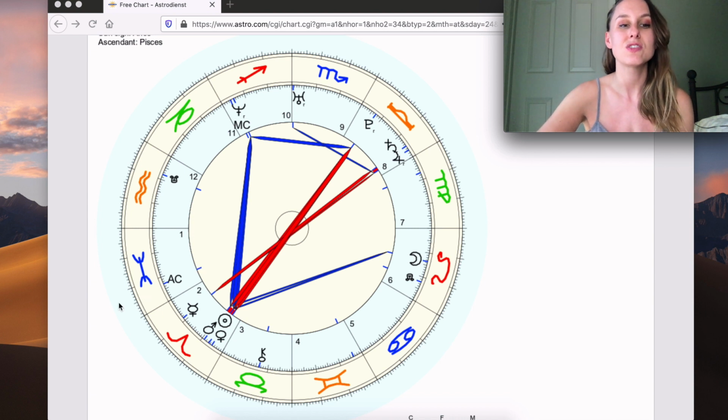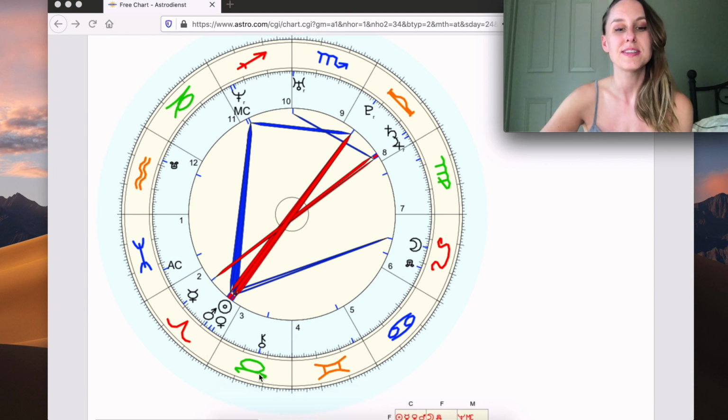So the ascendant is no longer the cusp of the first house. It is actually the whole first house. It's just all Pisces. Aries is here, Taurus is here, Gemini, Cancer, Leo, Virgo, Libra, Scorpio, Sagittarius, Capricorn, Aquarius, and Pisces. That's the whole zodiac.